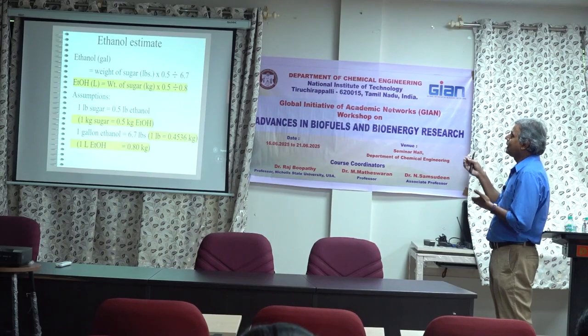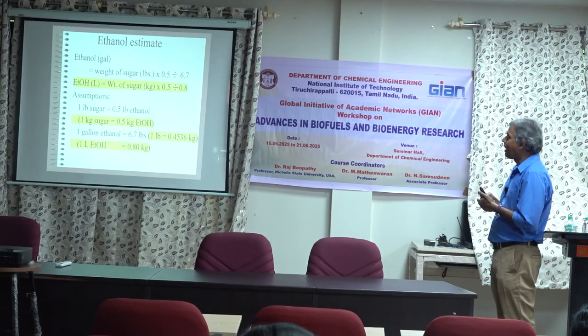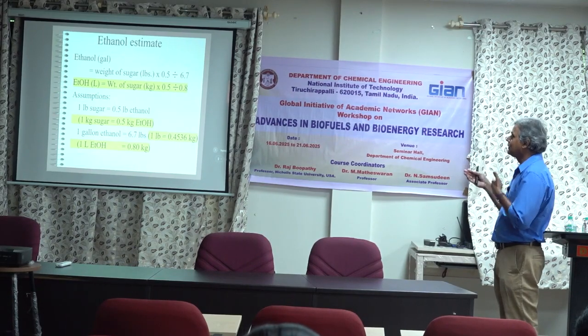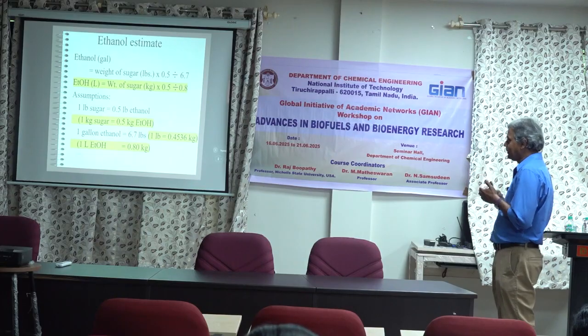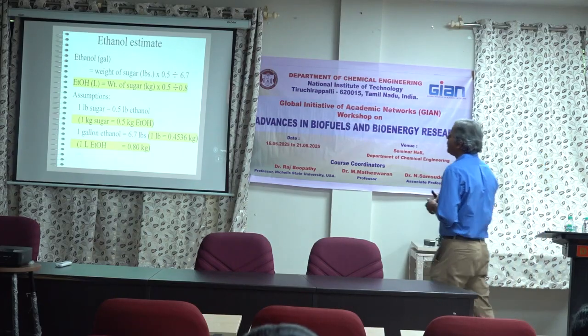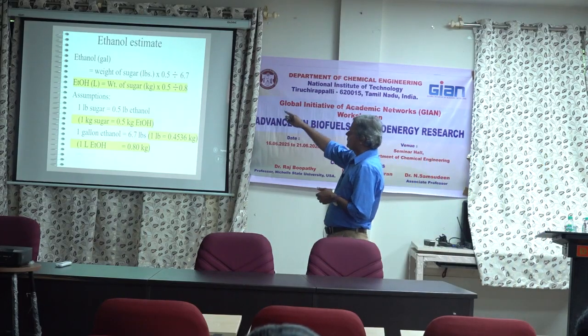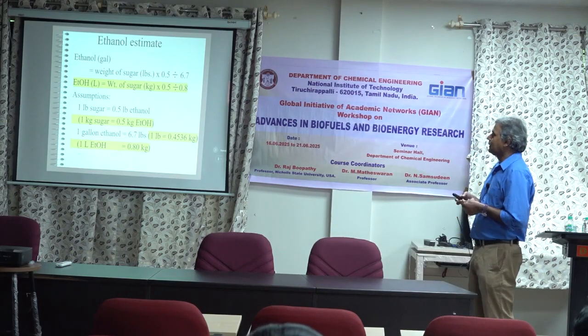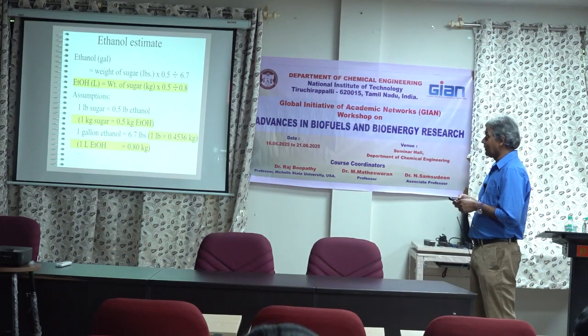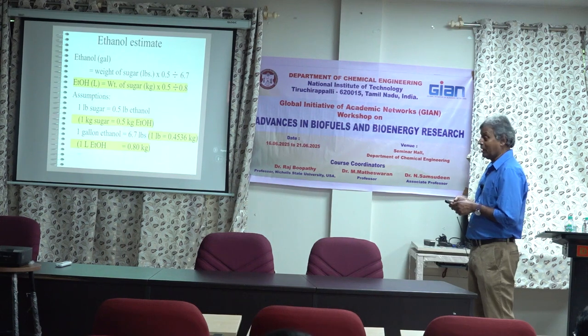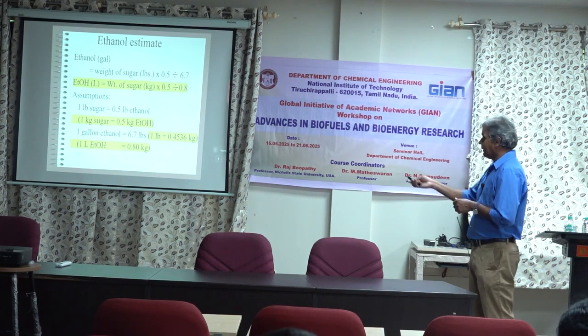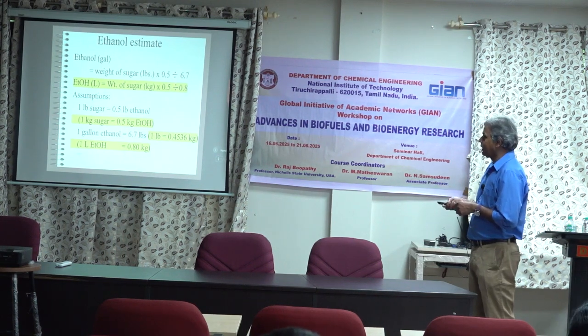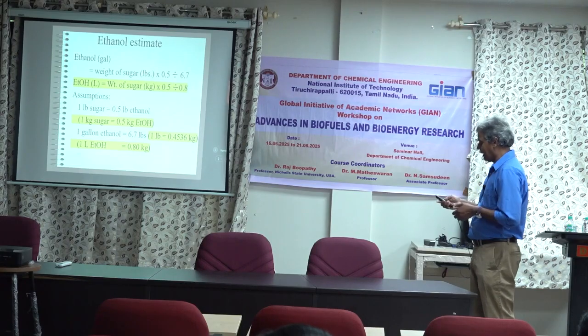1 gallon of ethanol is 6.7 pounds. So that's a weight equivalent. So if you plug in these numbers, you can see how much ethanol you can make. 1 gallon of ethanol is 6.7 pounds. In terms of kilogram, 1 liter equals 0.8 kilogram.